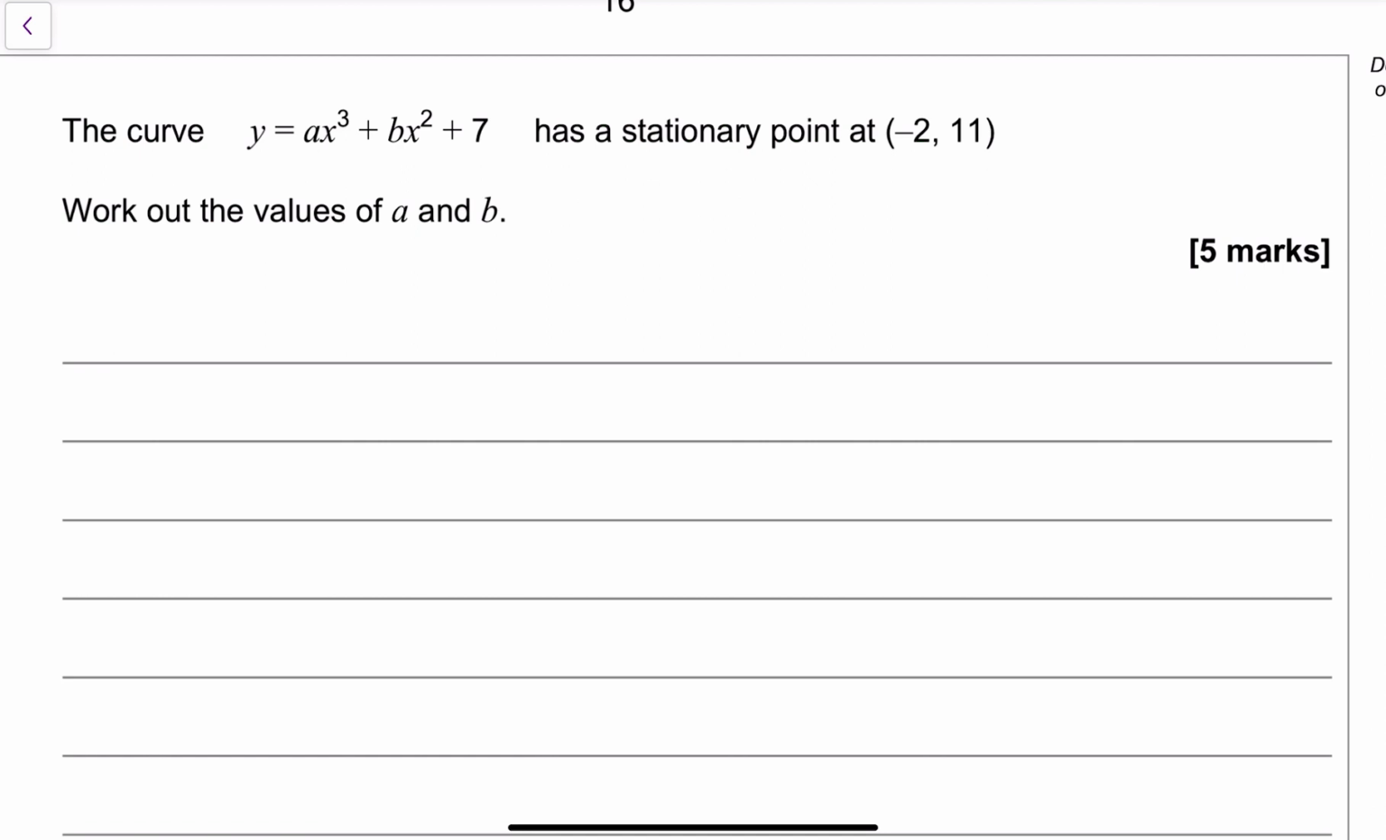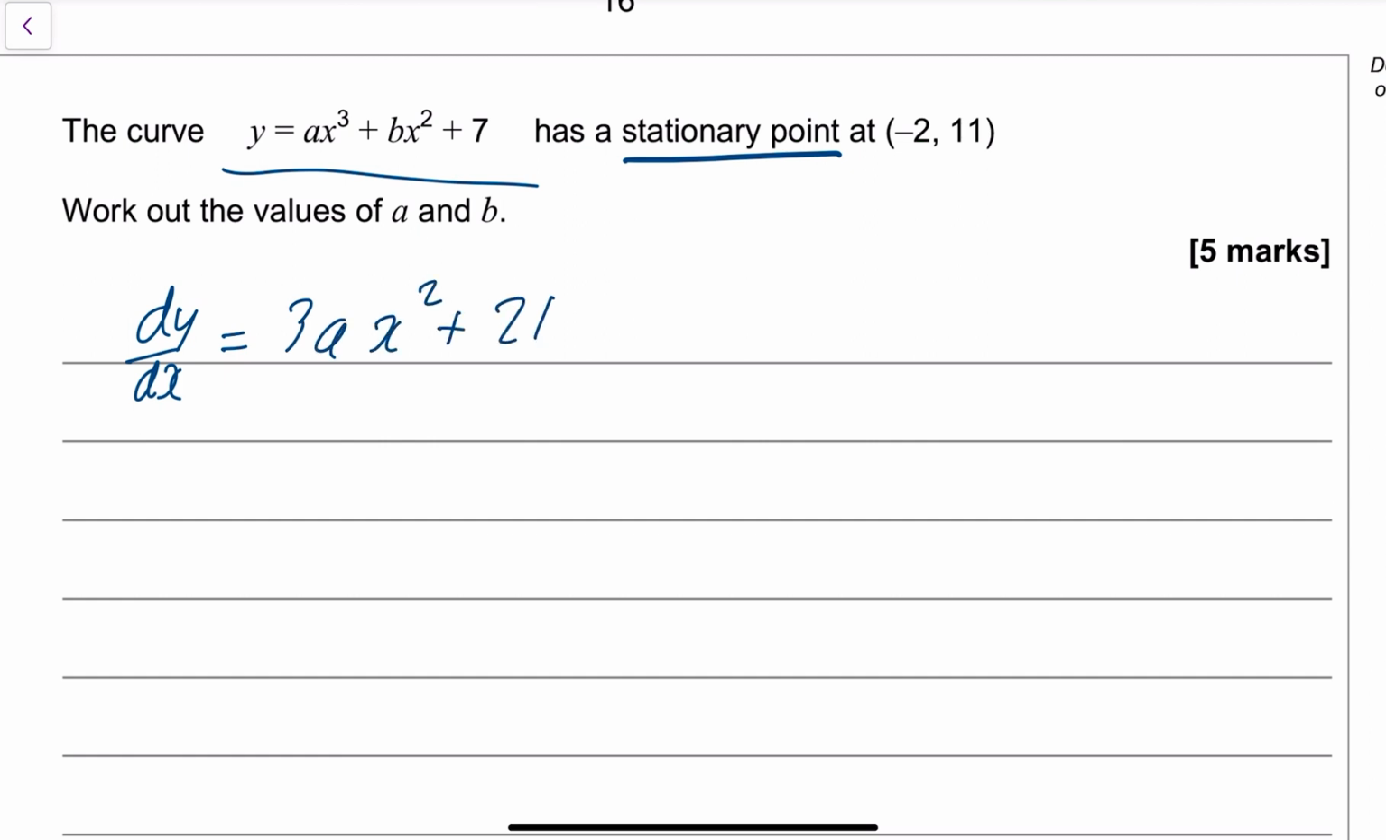Right, the curve y is equal to ax cubed plus bx squared plus 7 has a stationary point at minus 2, 11. I mentioned this earlier on. The words stationary point, turning point, maximum, minimum, tangent, normal, parallel to, perpendicular, you should always be thinking, is this something to do with dy by dx? So this is definitely a dy by dx question. So differentiate first of all. Differentiating this, you're going to get 3ax squared plus 2bx.